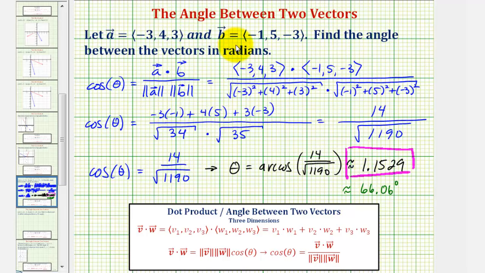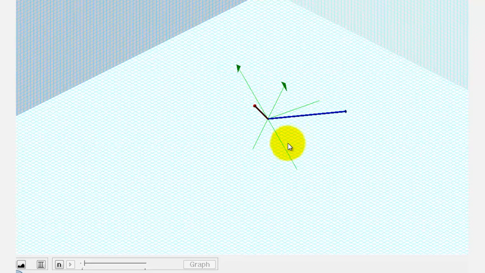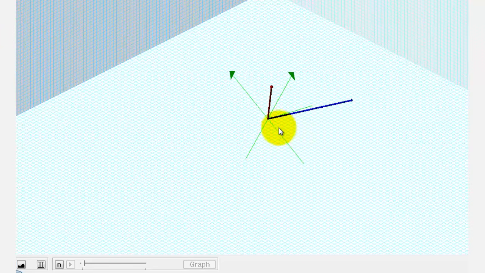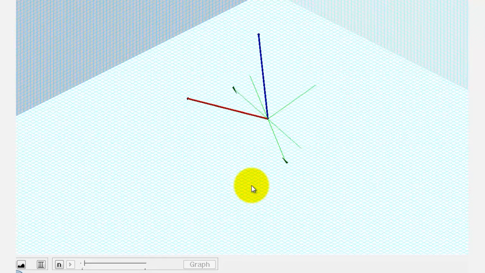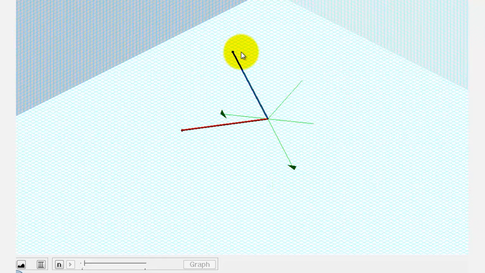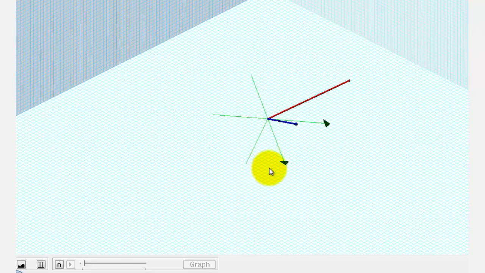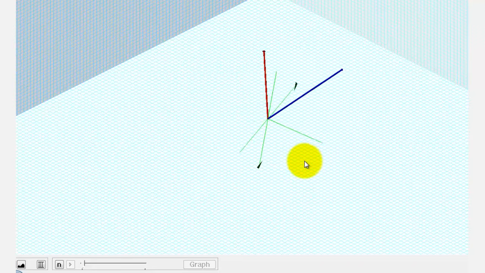When we look at the graph of this in 3D, it'll be easier to check to see if the angle is approximately 66 degrees. So let's take a look at these two vectors in space. Here's the graph of the two vectors in space, and notice how the angle between these two vectors does appear to be approximately 66 degrees, verifying that our work is correct. If we pause it here, it's much easier to approximate the angle between these two vectors. I hope you found this helpful.